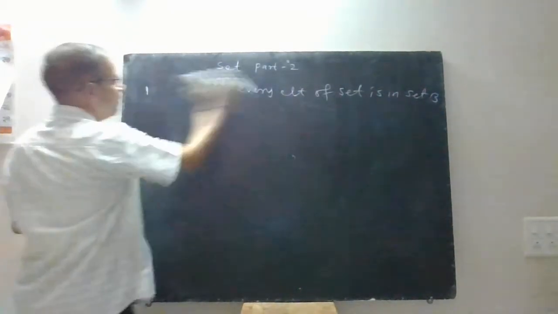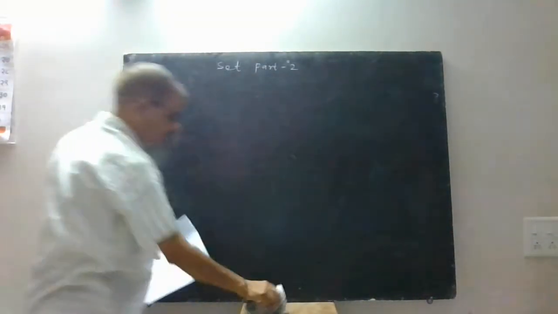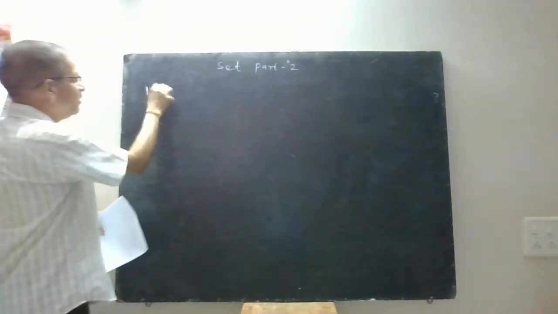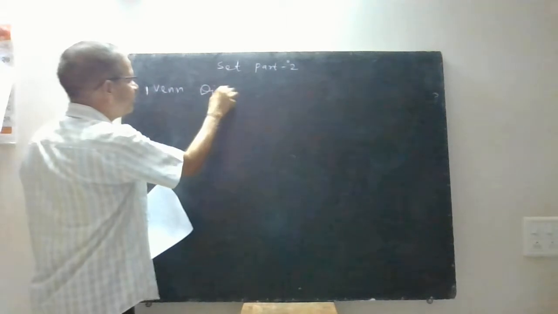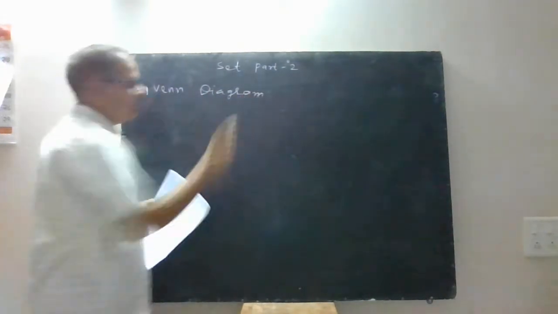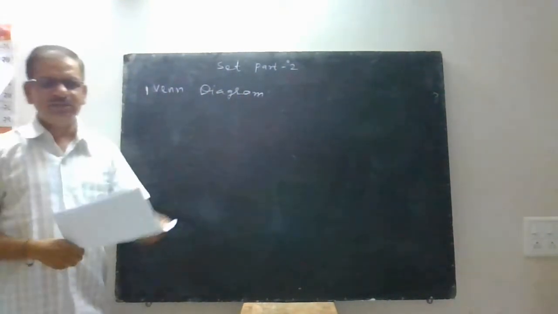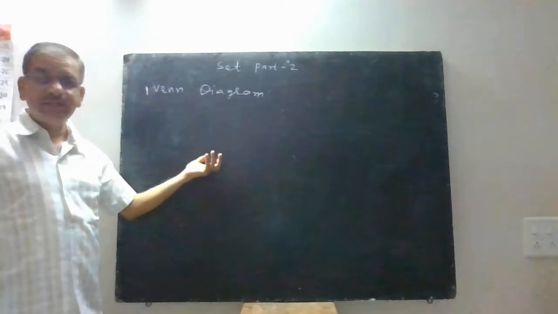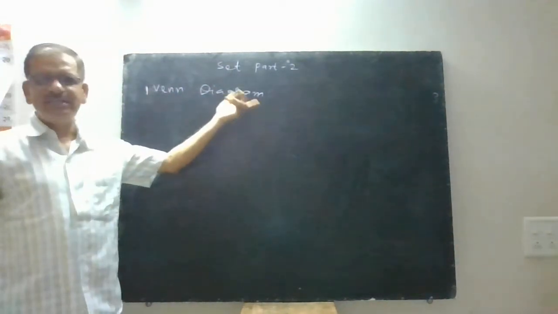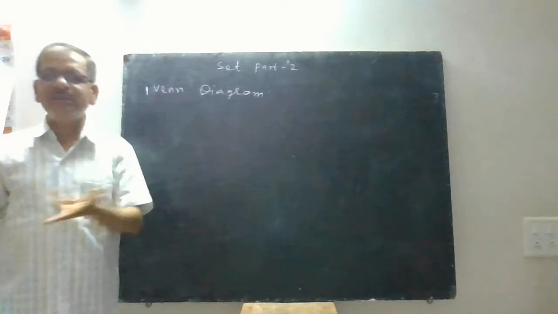Now secondly, what we want to see is representation of a set using a third method, that is called Venn diagram. Now you know that there are two methods of writing a set. First one is the list method, second one is the rule method. Now there is one more method, you can say diagrammatic representation of a set.